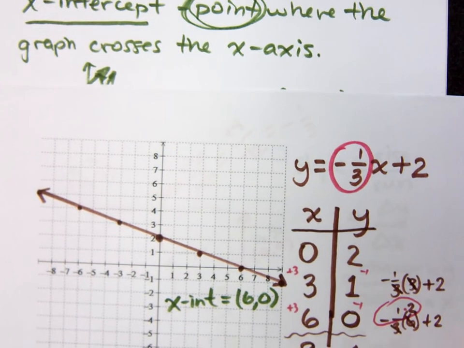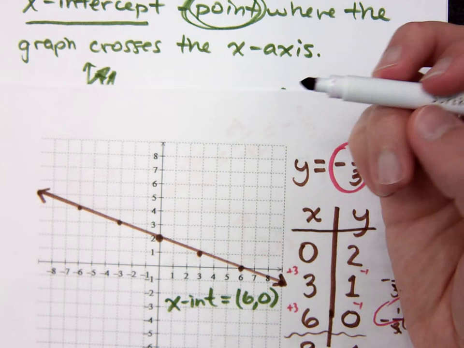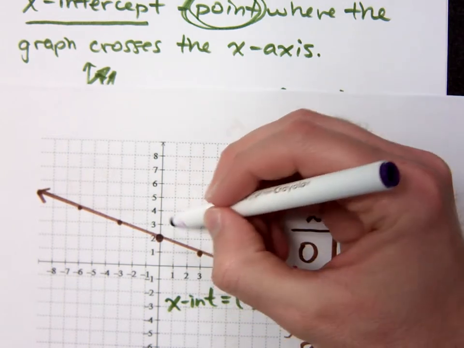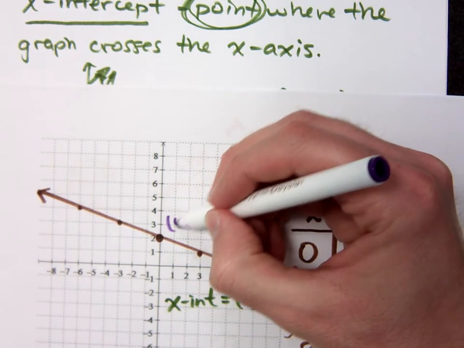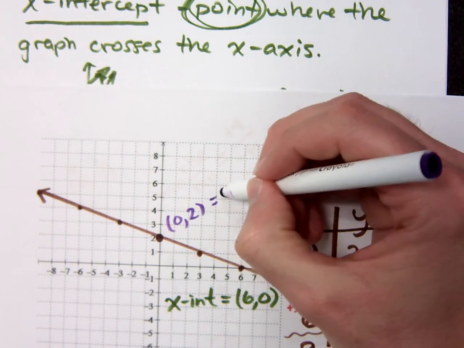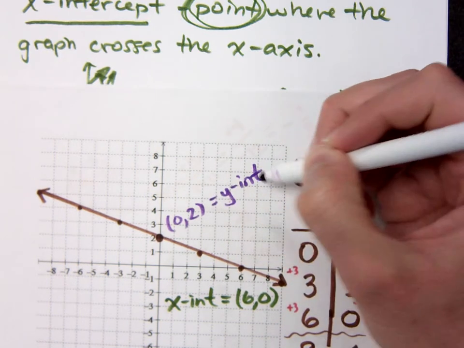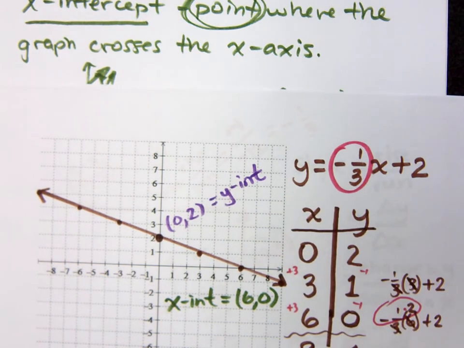Now, what is my y-intercept? It's right here, and it's at the ordered pair 0, 2. That's my y-intercept. Do y'all agree with that? Okay, you can see it from the picture. I mean, it's right there. It's pretty clear.